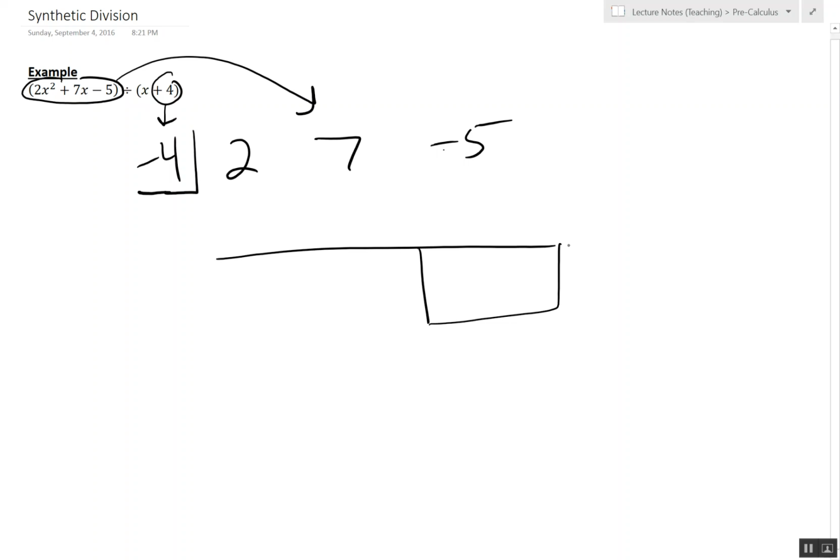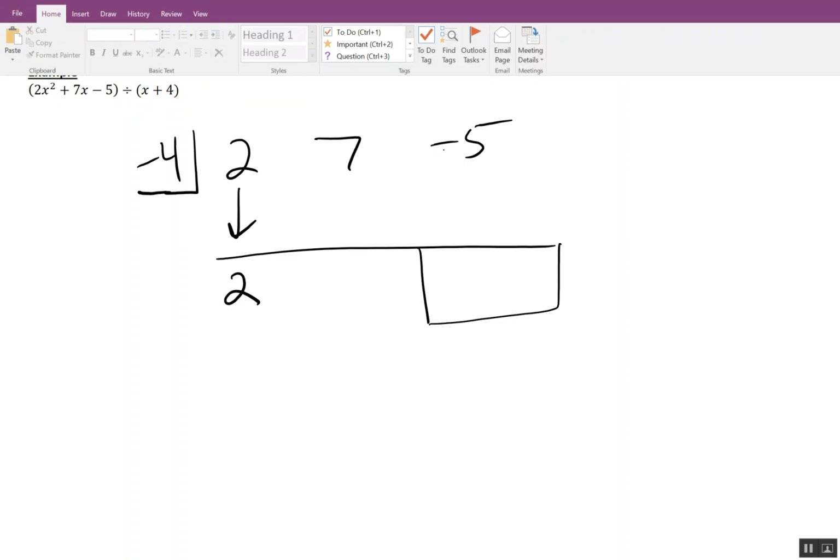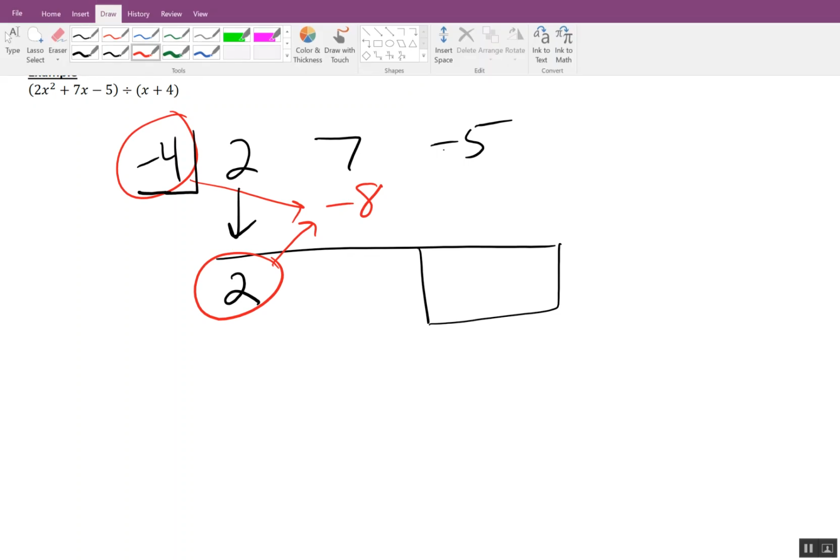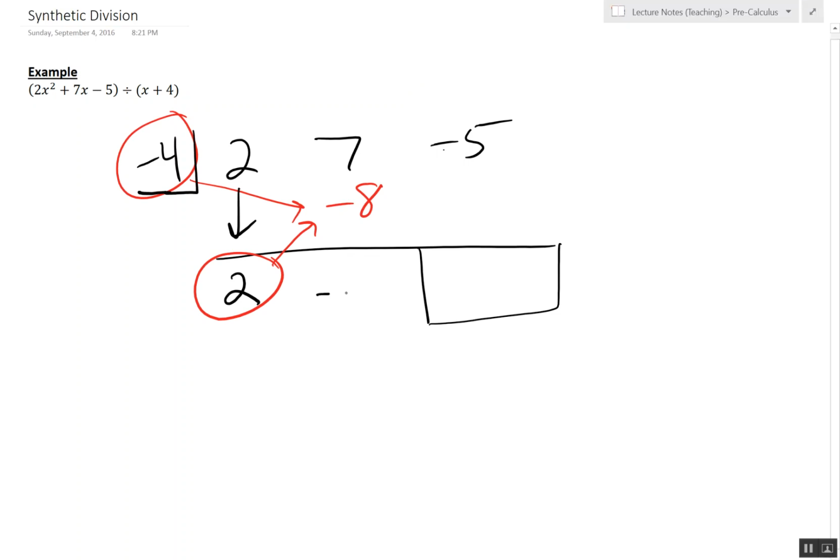So what we're going to do for synthetic division first is drop this 2 down. So we always drop that number first. Then we're going to take this -4 and this 2 and multiply them together to give me a -8. And then we'll take those two numbers and add them up, and we'll get a -1 out of this.